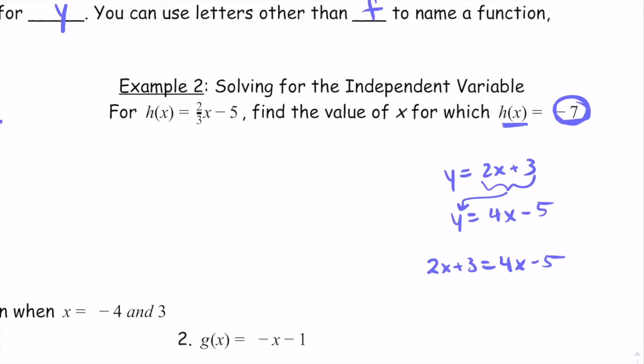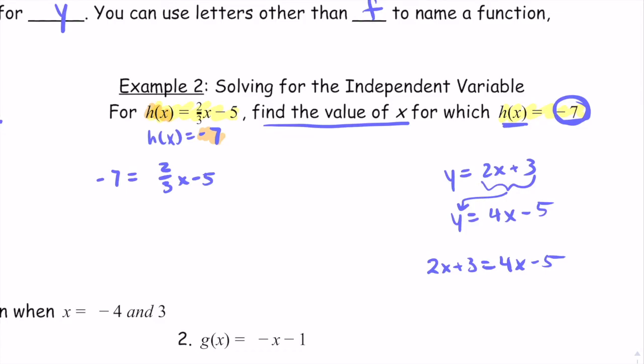So I'll leave that here. Here's my first function, h of x equals 2/3 x minus 5, and here's my second function, h of x is equal to negative 7. All I'm going to do is plug negative 7 in for h of x, right? So all I have to do is set those two equal to each other. So negative 7 equals 2/3 x minus 5, right? And then now I solve for x. Why? Because it says to find the value of x. If you end up solving for y, that means I did something wrong.